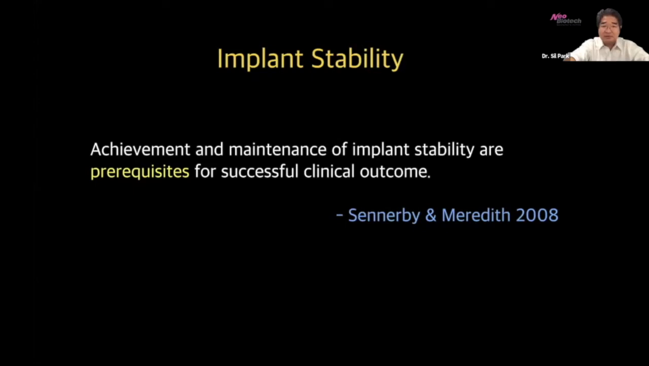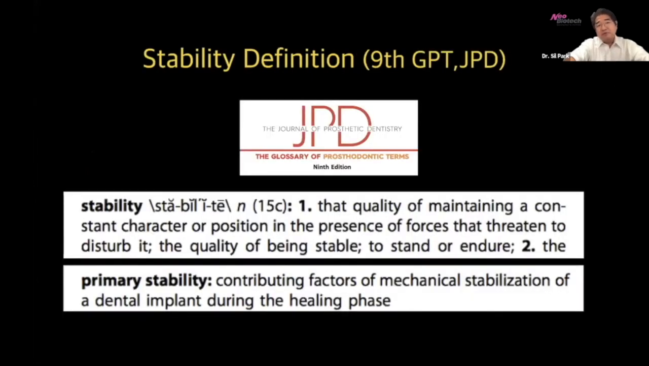But based on the JPD, their definition of stability is this. When we measure stability, the first factor we have to think about is the presence of force. And the second thing is to stand or endure. In other words, when we think about stability, that means how much my implant can endure or stand against the forces. They also mentioned that primary stability is a purely mechanical stabilization.